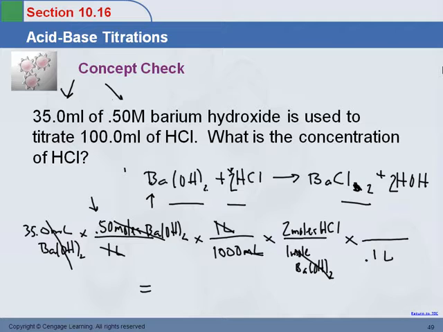And at that point, I can stick the whole thing into my calculator. So 35 times 0.5 divided by 1,000 times 2 divided by 0.1. I get 0.35 molar for my HCl.